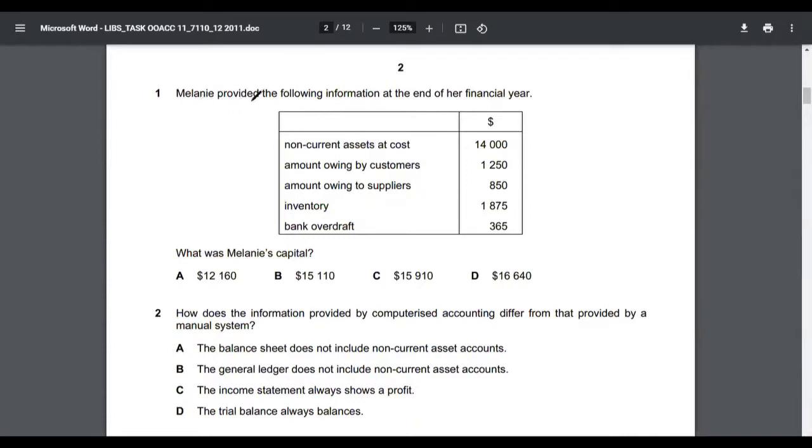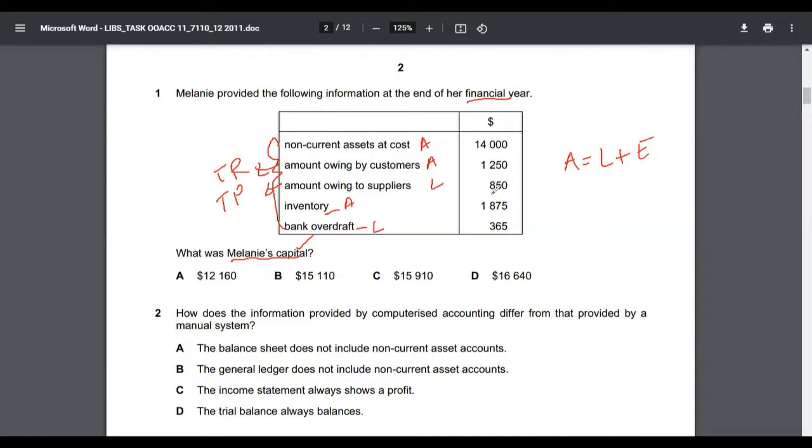Multiple choice number 1. Millionaire provided the following information at the end of her financial year. What was millionaire's capital? So we need to calculate capital, and capital basically can be calculated from the basic accounting equation, that is assets equal to liabilities plus equity. We are given this following information: non-current assets at cost. So this is our asset. Amount owing by customers. This is our asset because this is basically trade receivables. Amount owing to suppliers. This is our liability, trade payables. And then we have inventory, which is our asset, and then bank overdraft as a liability.